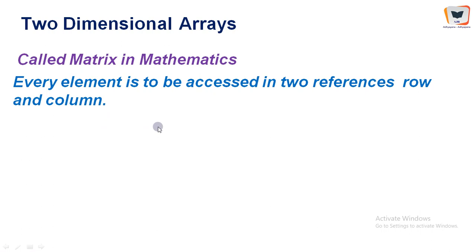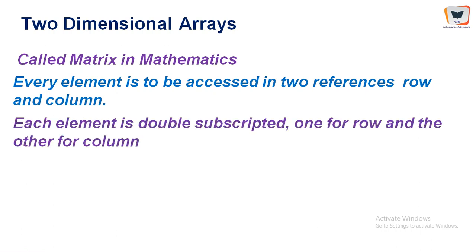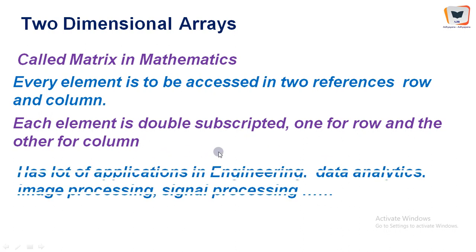Therefore, every element in a matrix or two-dimensional array is to be accessed in two directions, one along the row and the other along the column. Each element is double subscripted. If A is the name of the two-dimensional array, it will come with two subscripts, that is i and j. That means we are referring to an element present in the ith row and jth column. The first subscript is typically for the row, and the second subscript is for the column.